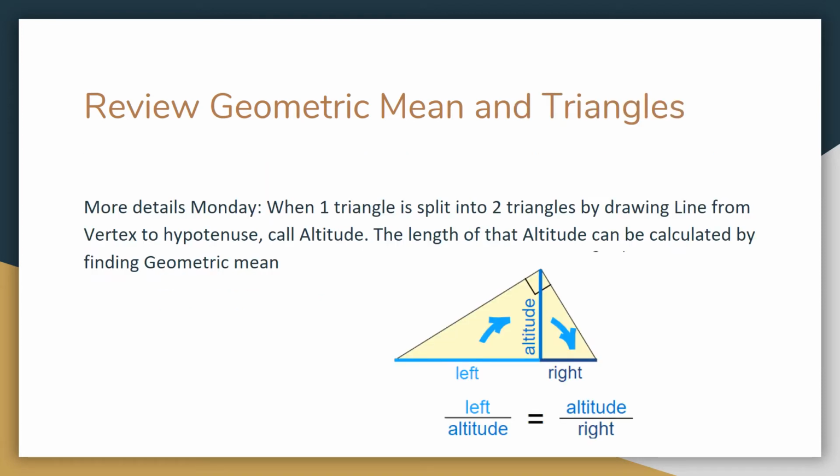And again, this is a handout from Friday to show you that when you have an altitude drawn from the vertex of the right angle of the right triangle to the hypotenuse, it doesn't split the hypotenuse into two even pieces, but what it does do is create two other triangles, one smaller than the other, and both are smaller than the original one, of course.